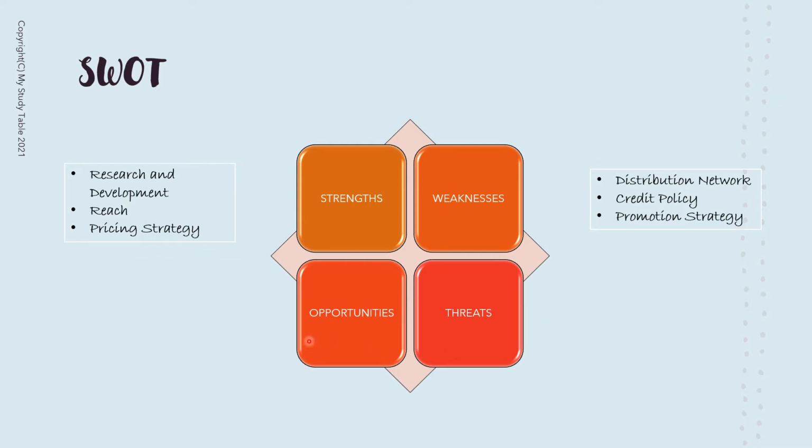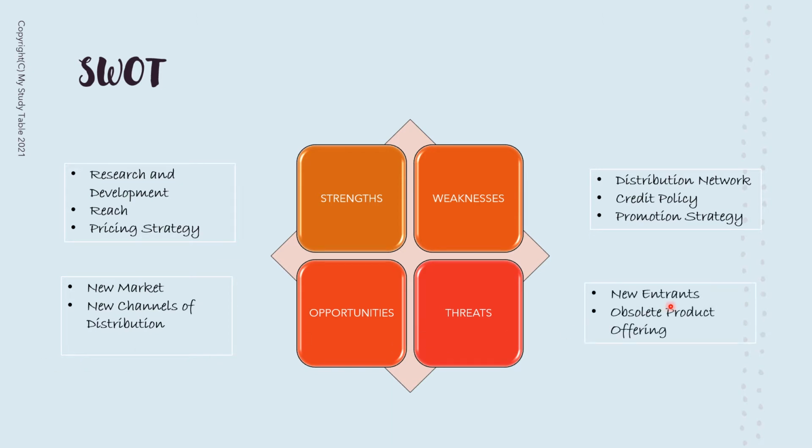Opportunities that exist in the market could be maybe new markets or new channels of distribution, while threats could be new entrants, obsolete market offering. So the company needs to identify these factors and work on them. Once you identify the CSFs, which are your critical success factors, you need to be working on strengthening them. Once you identify the weakness, you need to be working on improving the same.